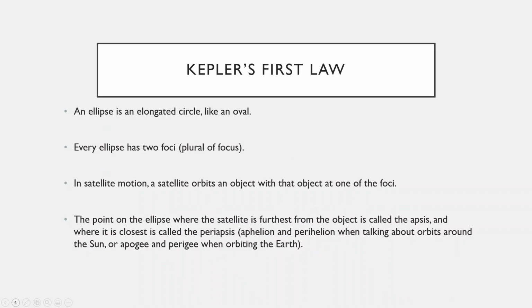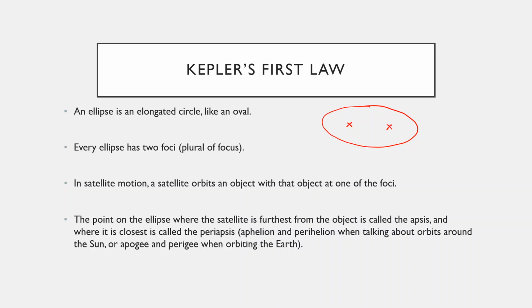Okay, so the first law, all the planets orbit in an ellipse with the sun at one focus. So basically an ellipse is an elongated or stretched out circle. It looks like an oval, something like that. Okay, every ellipse has 2 foci, which are the plural of focus. What is a focus? Well, there's these two special points inside the ellipse. There's one over here, roughly, and there's one over here.